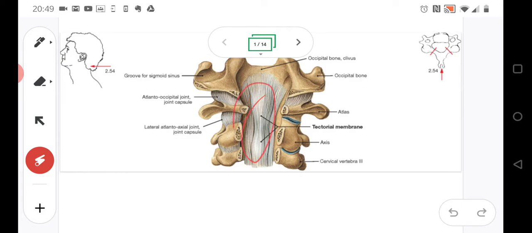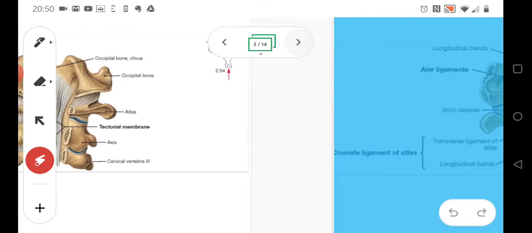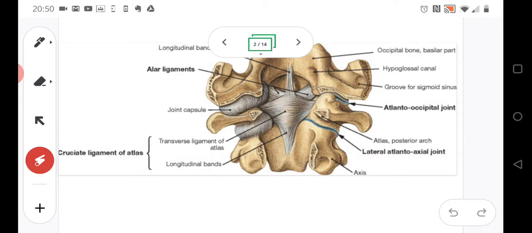We have, for example, the tectorial membrane. So the long, big membrane that covers a lot of the anterior part of the canal where we have the spinal cord. Yes. When we would take out the tectorial membrane, we would see such a view.